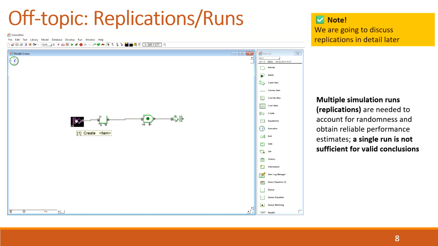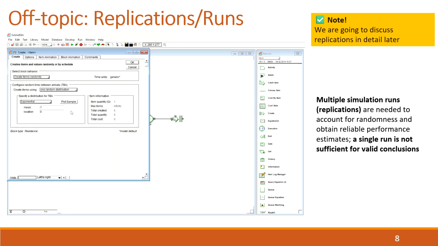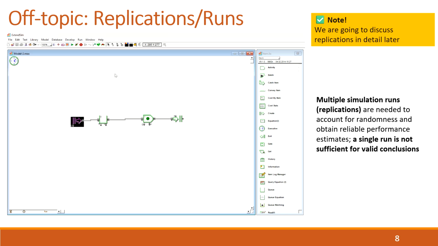I am starting with the create block, so pressing twice, I get the configuration screen for the create block. What I wanted to check is the following part of the configuration screen: specify a distribution for time between arrival. Please pay attention, this is a really very important moment. It is stated here exponential, meaning that the arrival process is a random process. We do not care what kind of parameters I indicated right now.